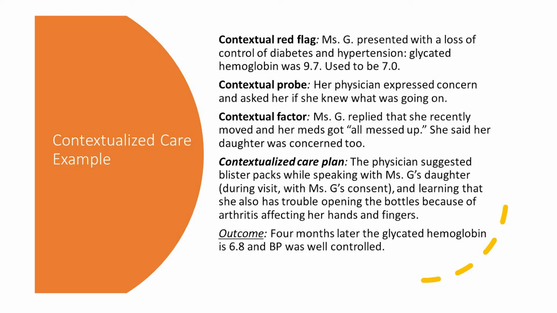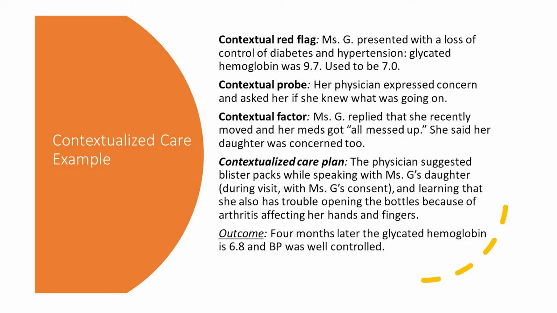Ms. G presented with a loss of control of her diabetes and hypertension. Glycated hemoglobin was 9.7, and it had previously been 7.0. That's the contextual red flag. The physician expressed concern and then probed by asking Ms. G if she knew what was going on. In response, she said she'd moved recently and that her medications got, quote, all messed up. She mentioned that her daughter was concerned too, and that's the contextual factor.